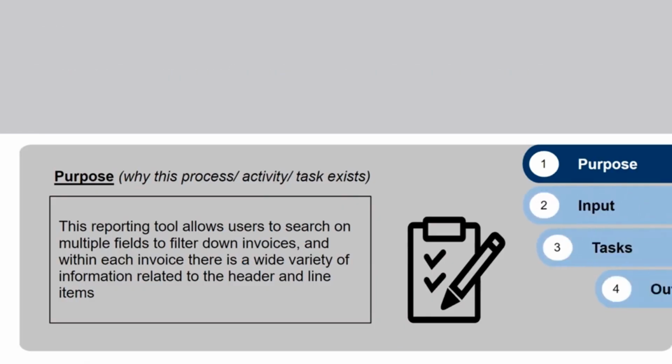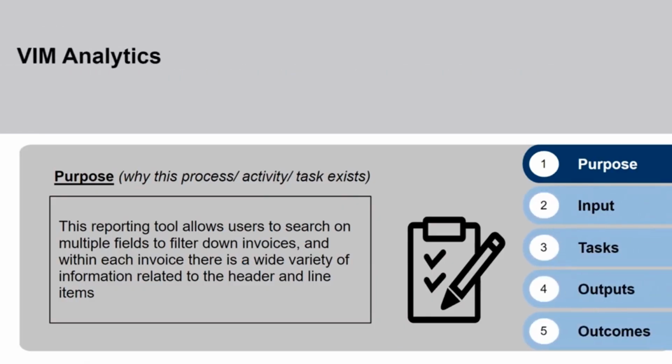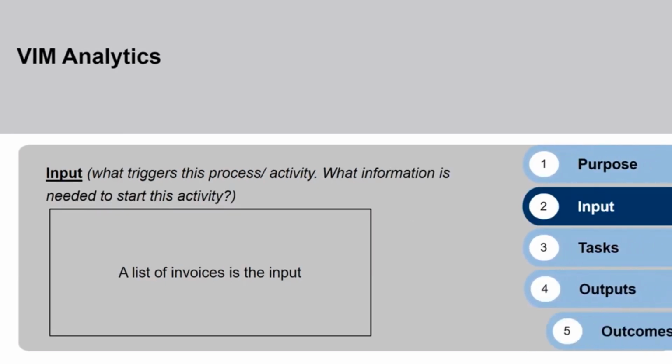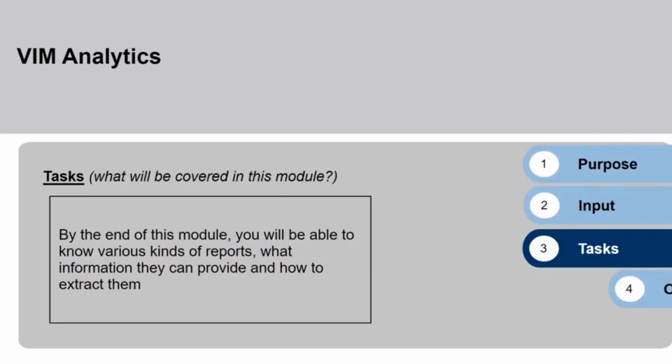This reporting tool allows users to search on multiple fields to filter down invoices, and within each invoice there is a wide variety of information related to the header and line items. A list of invoices is the input. By the end of this module, you will be able to know various kinds of reports, what information they can provide and how to extract them.